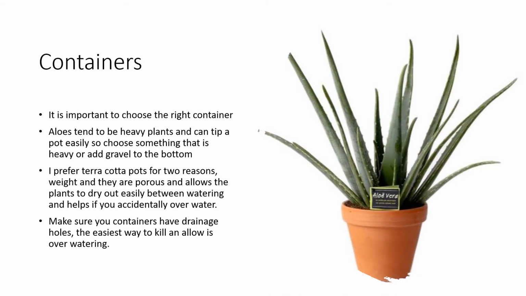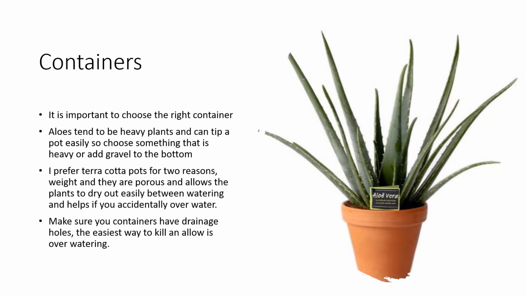As far as containers for aloes, it is important to choose the right container. Aloes tend to be very heavy plants because they are holding a lot of water in those leaves and the gel in the leaves, and that can make the plant heavy, and they can tip over quite easily. So I like to either have a heavy pot to start with, or add some gravel or something to the bottom of it to make it heavier.